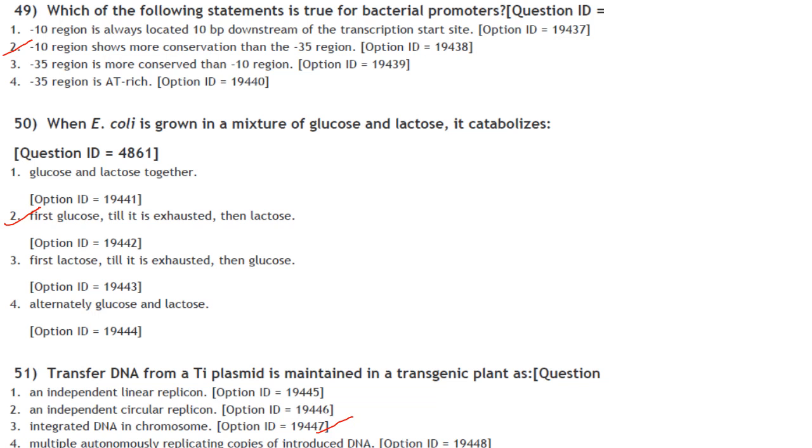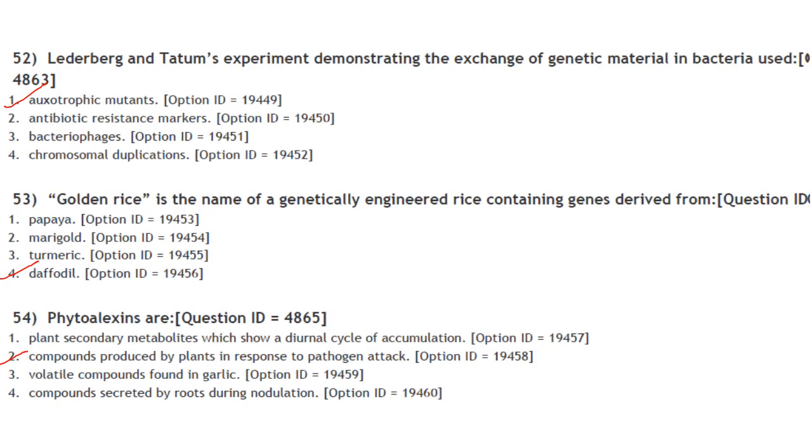Then next one. Transfer DNA from a Ti plasmid is maintained in a transgenic plant by integrated DNA in chromosome. Answer is option. Then next one. Lederberg's and Tatum's experiment demonstrating the exchange of genetic material in bacteria used. So they used auxotrophic mutants.